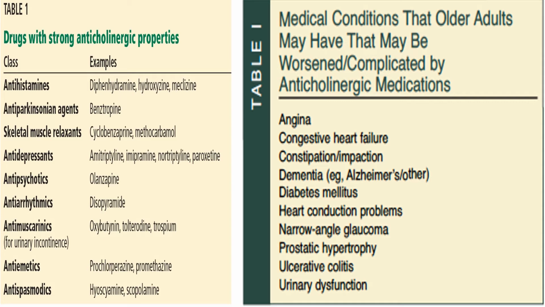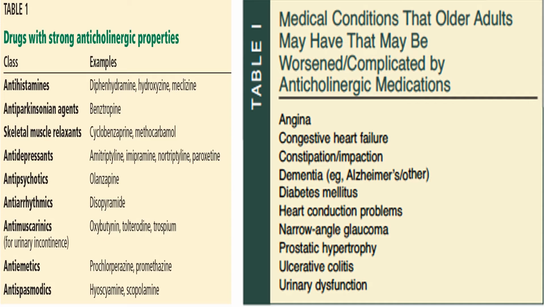Antimuscarinics, we're going to talk about oxybutynin and tolterodine coming up. They're used for what's called an irritable bladder or urinary incontinence. We'll talk about those. Antiemetics, so medications for vomiting.